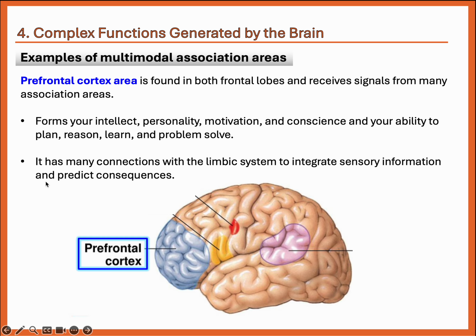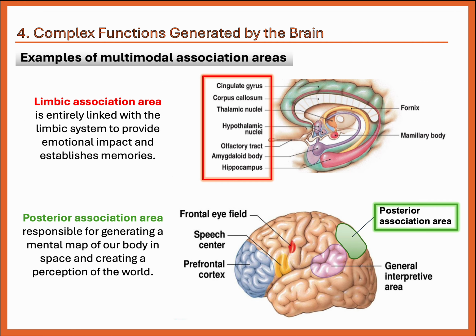This prefrontal cortex has many connections with the limbic system, and it integrates a lot of sensory information and predicts consequences, like I was saying. A lot of those sensory infos all converge here, right? There's a few other areas that are multimodal association areas. In fact, the limbic area is a multimodal association area. Limbic association areas is entirely linked with the limbic system to provide emotional impact and establish memories. So, all of these areas that are responsible for emotions.